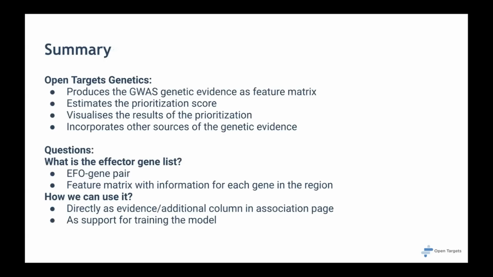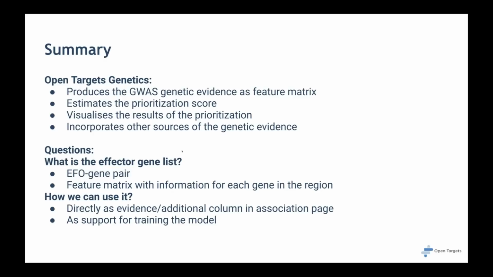And yes, summary. So Open Targets Genetics, first of all, produces the genetic evidence as a feature matrix, at a credible set level or disease level feature matrix. It estimates the prioritization score for each gene, and it visualizes the results of prioritization. We incorporate other sources of genetic evidence as well. So if someone actually does this job for us, we are happy just to simply incorporate it into our platform as a separate column, for example.